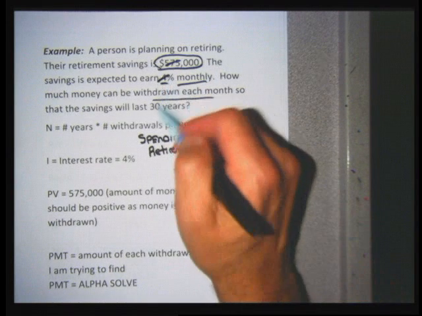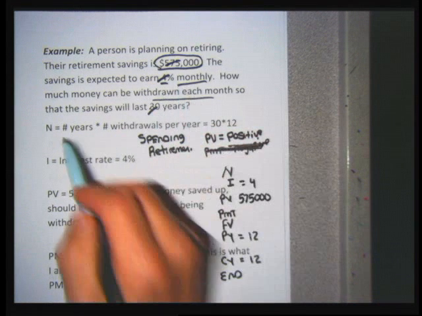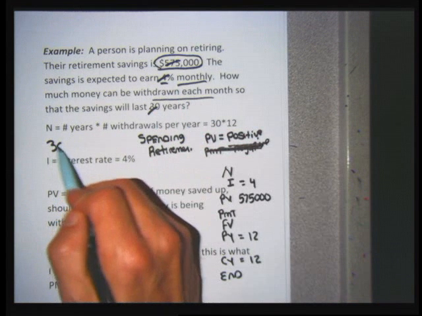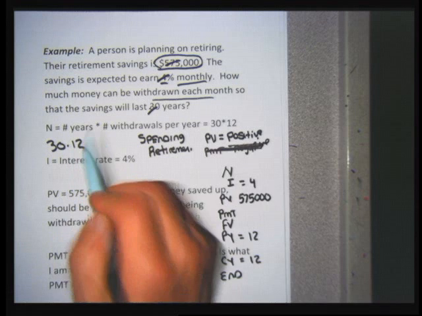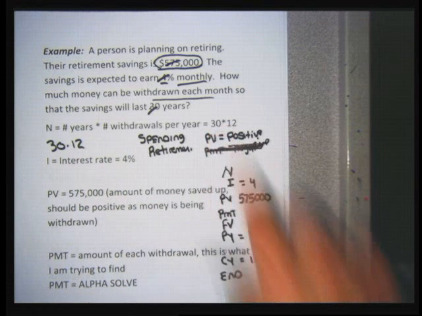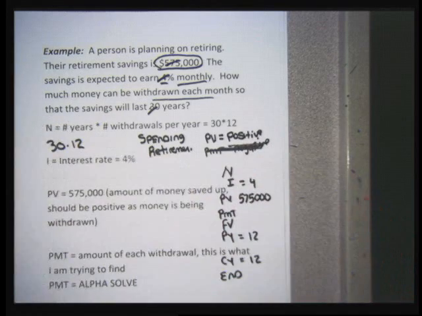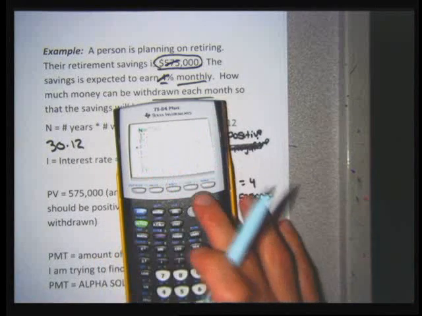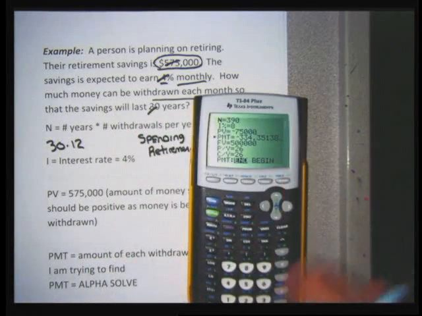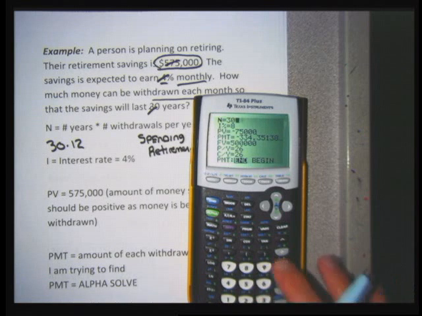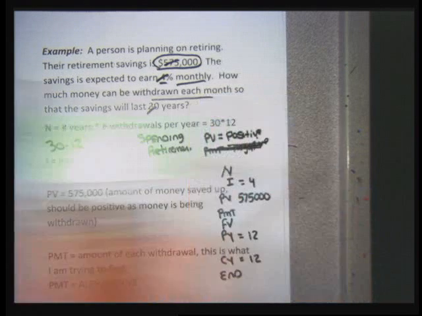And the last number is the 30. That'll help me get the N. The N is always the number of years times the number of payments per year. So it's 30 years times the PY, which is 12. And that comes out to be 360. But I can just go right to my N. You can't see when I do that. And type in 30 times 12. And get the 360 that I need.